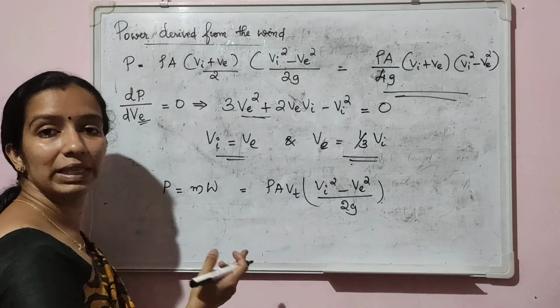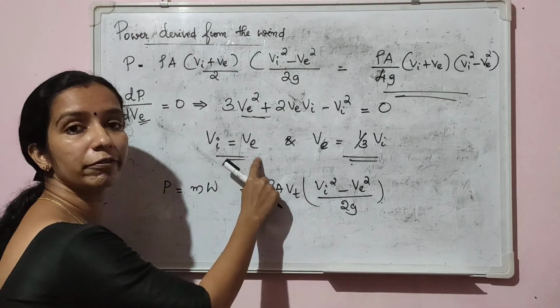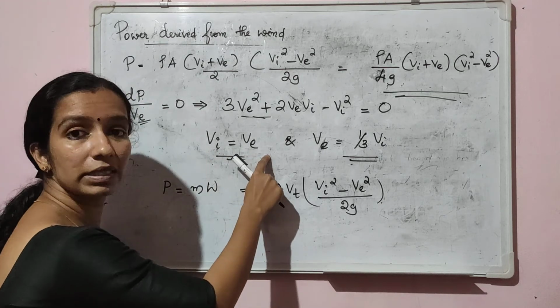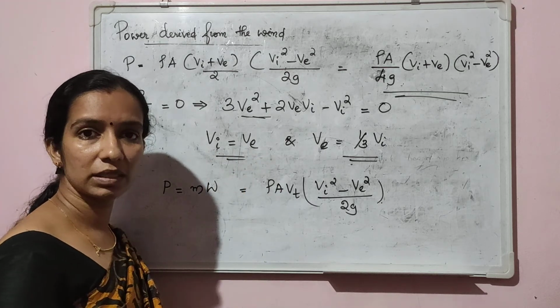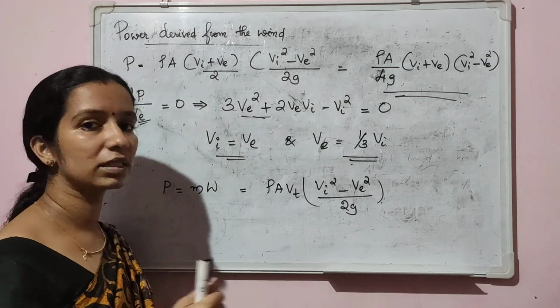So now look at these two solutions. The first solution means the velocity of the wind at the incoming side as well as the exit side are the same. That means the turbine does not extract any energy from the wind. So that is not possible.